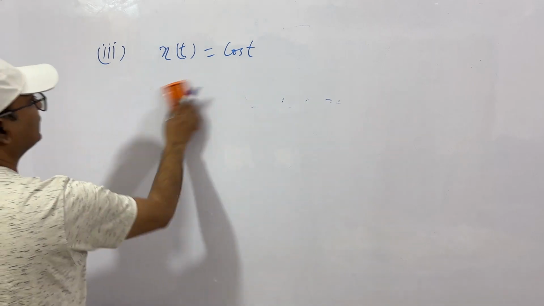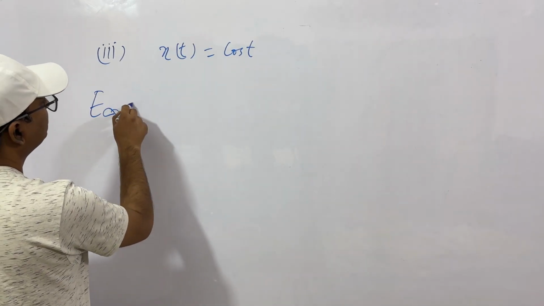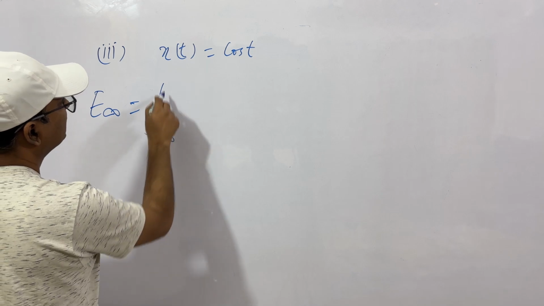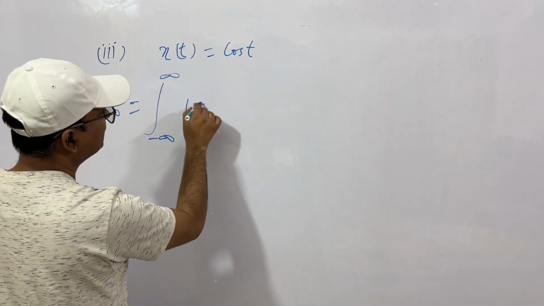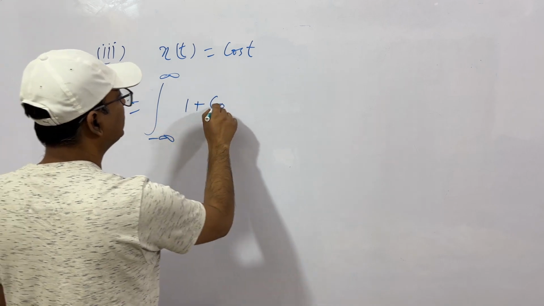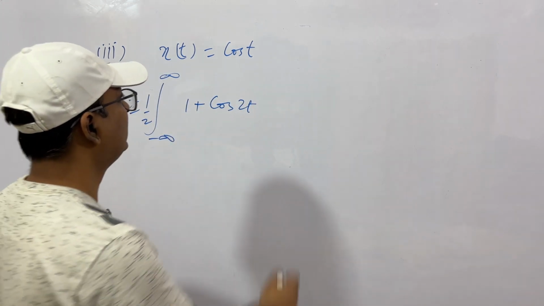Okay, so let's find out what is E infinity. This will be the integral from minus infinity to infinity of mod of x(t) squared dt. That will be, as I just derived, (1 plus cos 2t) by 2, so I am taking it out, dt.